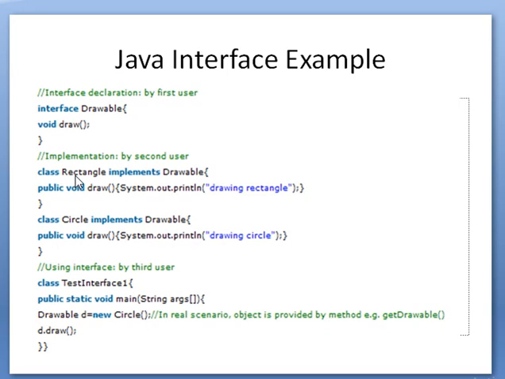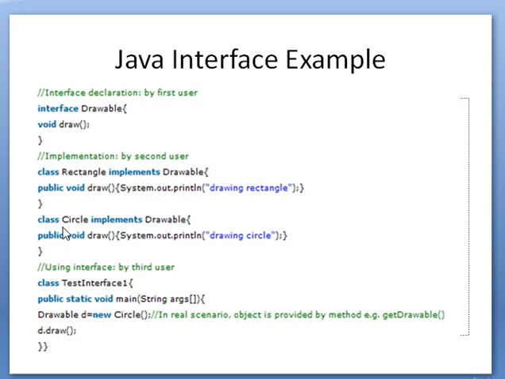Now the responsibility of the rectangle class is to give the definition of this draw method. So inside the rectangle class you have to write the definition of the draw method. In the draw method we just define it and close it.